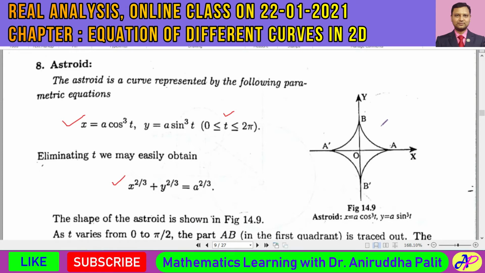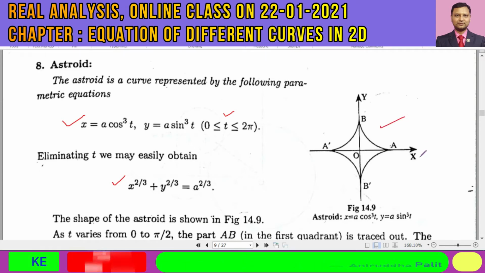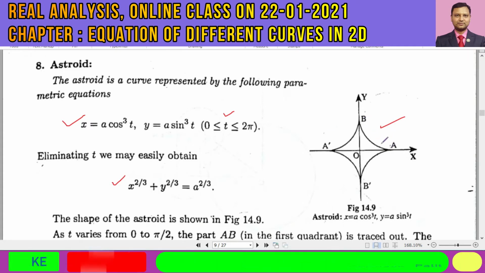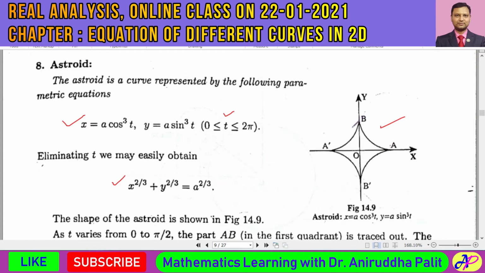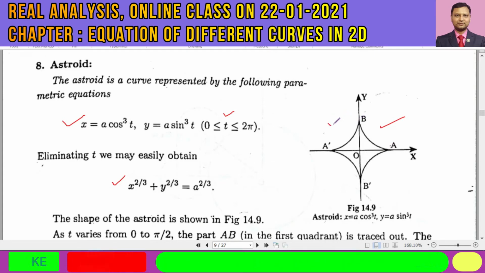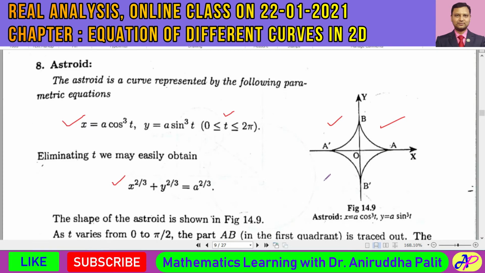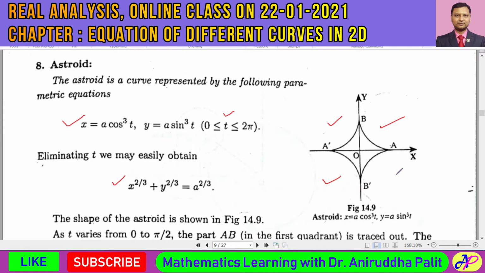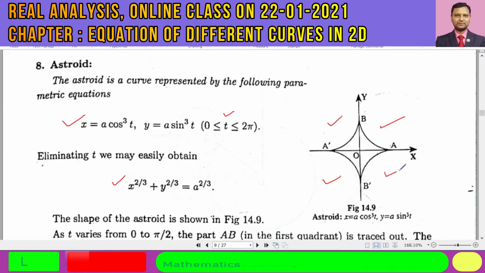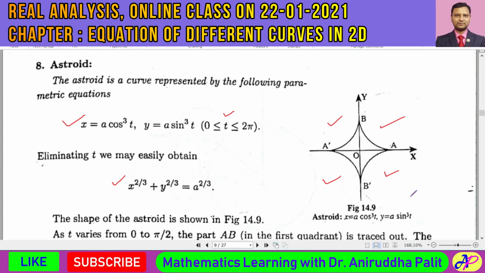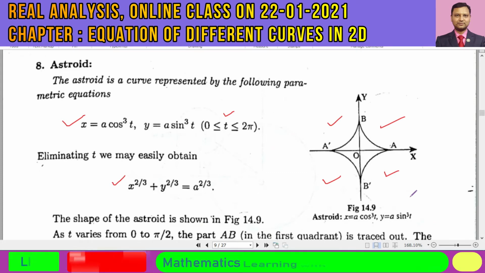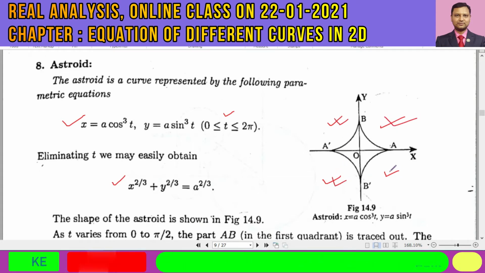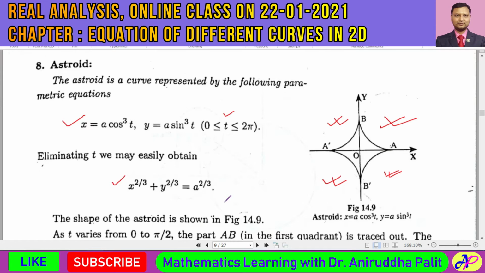Over here, t should vary from 0 to π/2 in the first quadrant. In the second quadrant, it would vary from π/2 to π. In the third quadrant, t would vary from π to 3π/2, and in the fourth quadrant, it will vary from 3π/2 to 2π. So remember the part of this asteroid in the different quadrants. Got it? So these are the details about the asteroid.